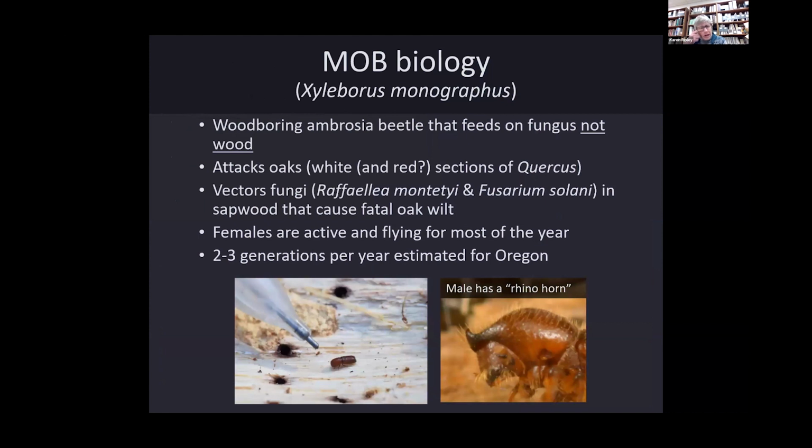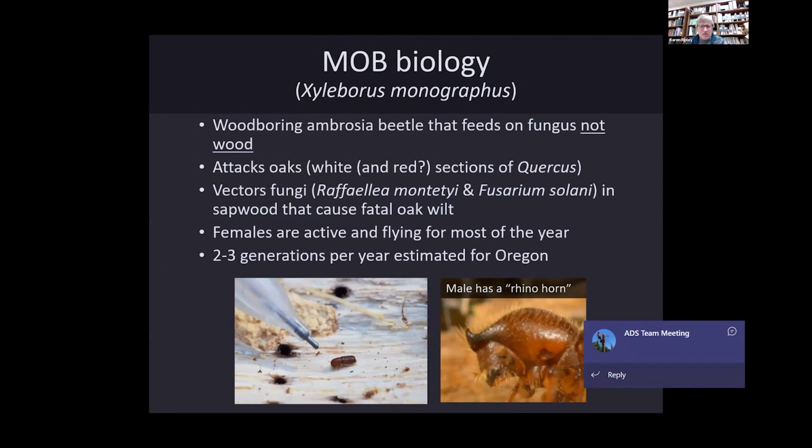So a little bit more about this beetle, Xyloborus monographus, Mediterranean oak borer. It's a wood-boring ambrosia beetle that feeds on fungus. It doesn't feed on wood, it feeds on this fungus. It attacks oaks, primarily white oaks. So those are trees that have leaves with kind of curved lobes rather than pointed lobes. And it may be able to attack some red oaks. I'll talk about that in a minute.